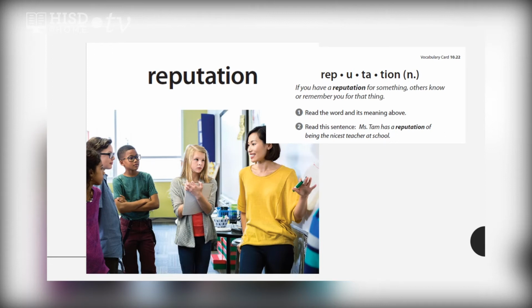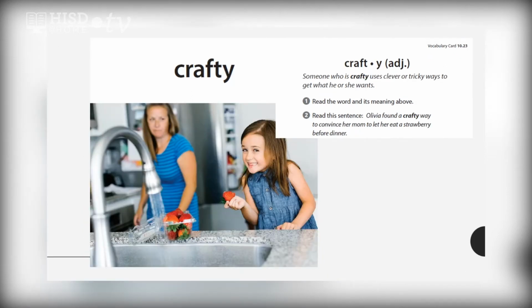Reputation. If you have a reputation for something, others know or remember you for that thing. Miss Tam has a reputation of being the nicest teacher at school. Crafty. Someone who is crafty uses clever or tricky ways to get what he or she wants. Olivia found a crafty way to convince her mother to let her eat a strawberry before dinner.